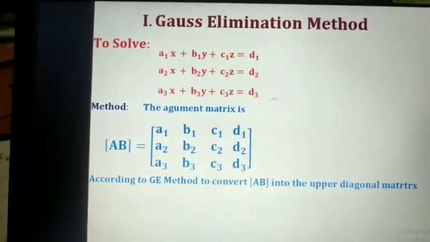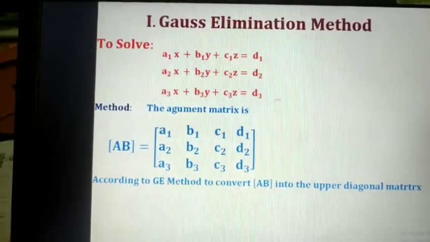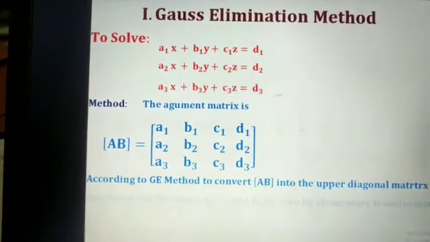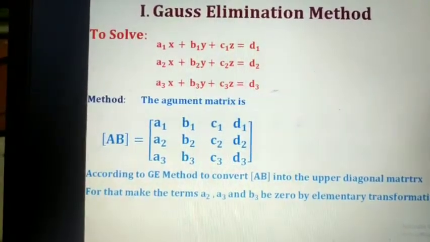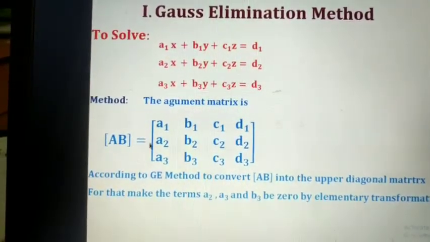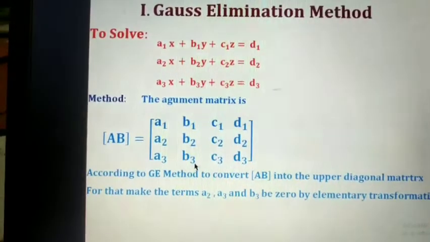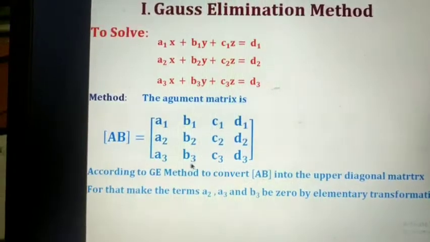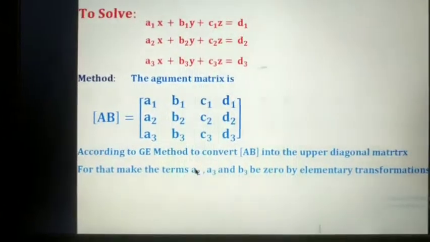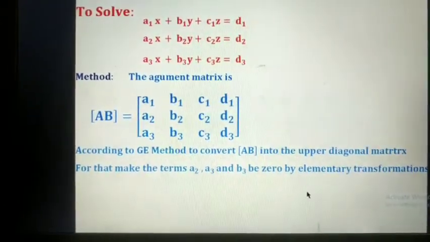According to the Gauss elimination method, convert this augmented matrix into the upper triangular matrix. That means the elements below the diagonal should be 0. For that, make the terms A2, A3, B3 to be 0. How to make the terms A2, A3, B3 to be 0? That is done by means of elementary transformations.